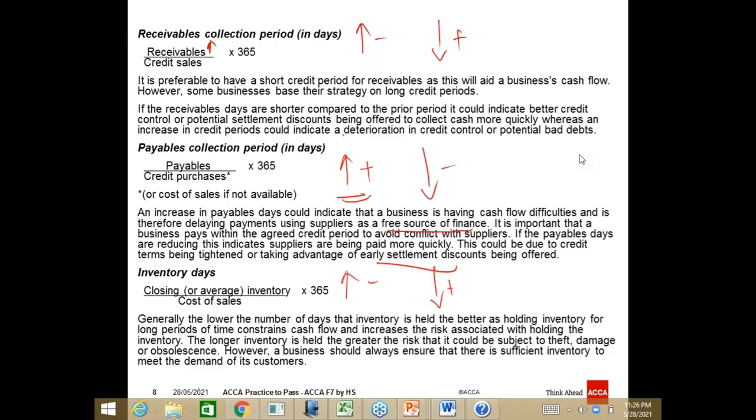But you should know this: if the payment period has increased or decreased, then you should know the reason for this.